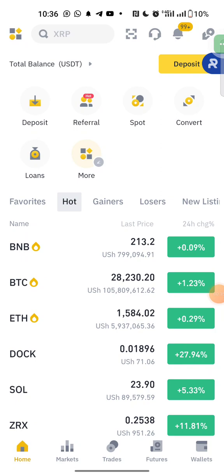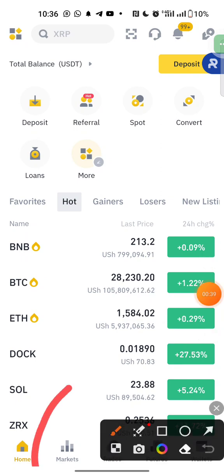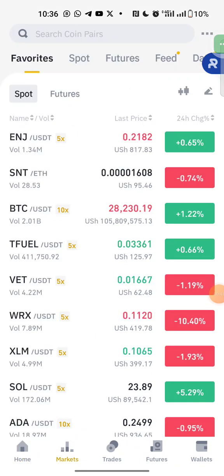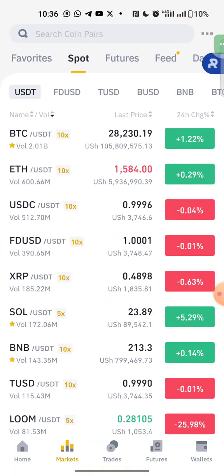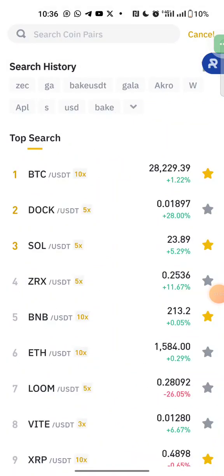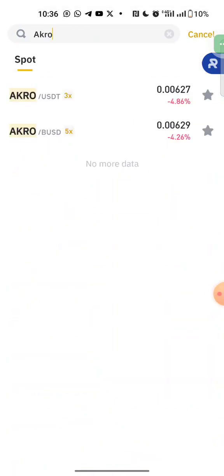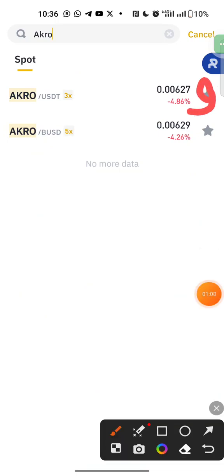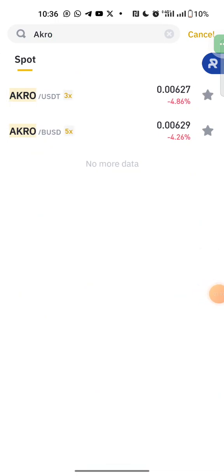So when you tap on home, then you tap on this icon that has markets. You tap on markets, then you come on favorite. On favorite, you can go to the spot and look at a coin, let me say XRP, then you long press and tap on add favorite. I'm going to repeat it again. Let me look for a coin called Acro. When Acro comes here, I'll just tap on the star. You must look at Acro USDT. We're on the spot market. When you tap on the star, it has been added on favorite.